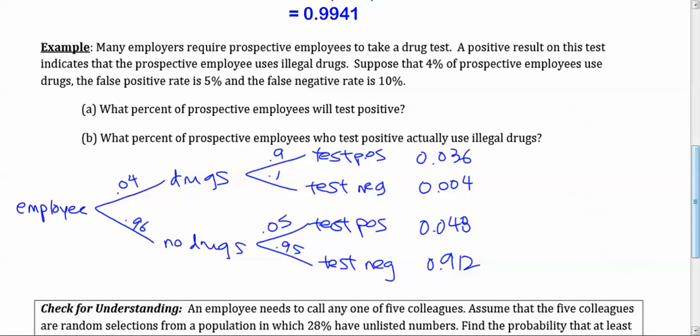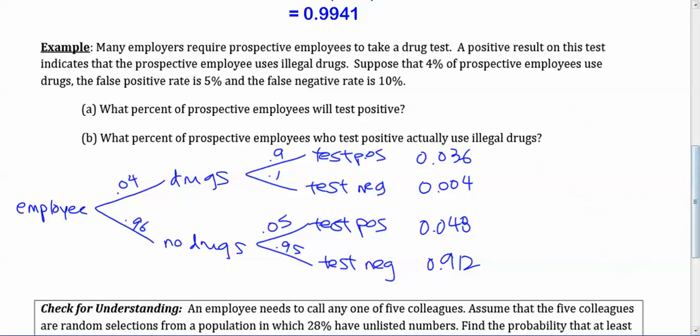So now we're going to go ahead and answer that first question. Part A, it says, what percent of prospective employees will test positive? Well, there's two ways that could happen. They could test positive and they were actually using drugs, or they could test positive and that's a false positive. They were not actually using drugs.